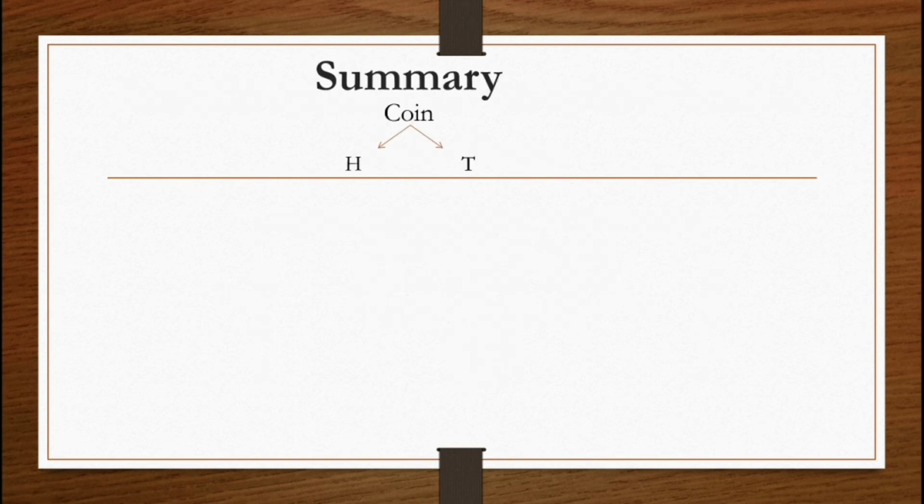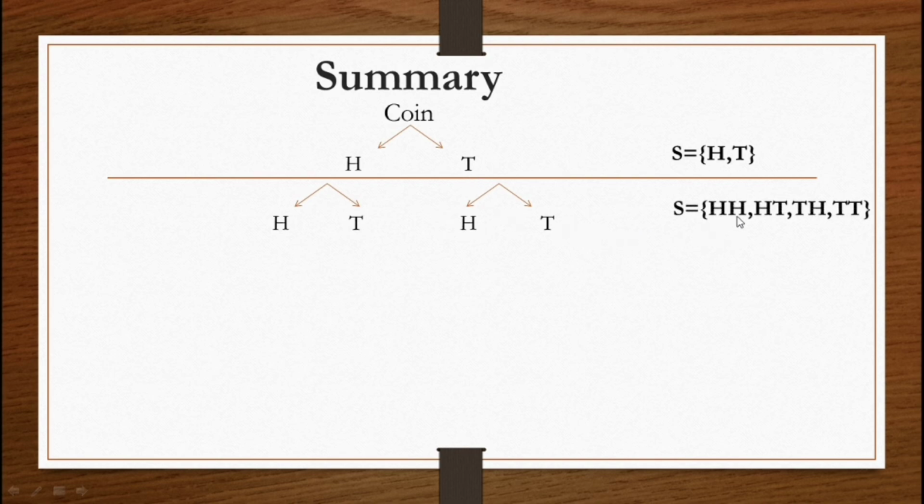Now let us summarize what we have done. If the coin is tossed one time, put two down arrows and write head and tail. The possibilities will be H and T. So the sample space S will be {H, T}. Now put two down arrows below H and T and write H and T beneath them. So the possibilities will be HH, HT, TH, TT. So the sample space is HH, HT, TH and TT.